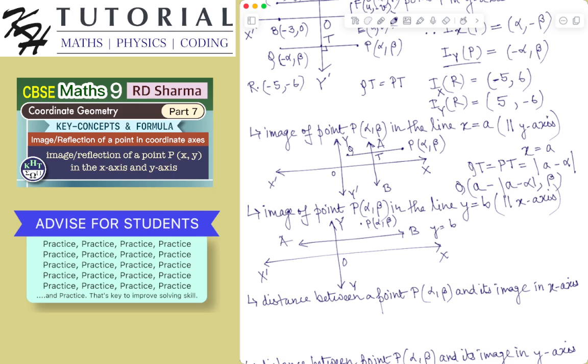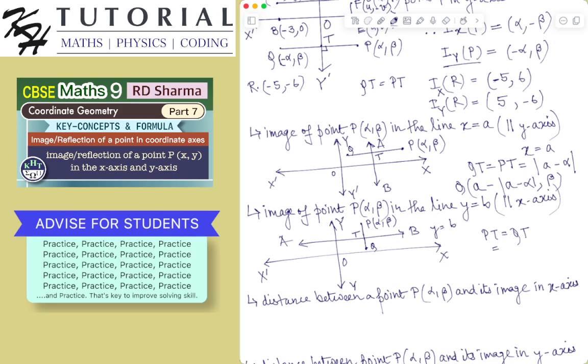So from the point P, I will draw a line perpendicular to the line AB. Let's say it is intersecting at the point T, and I will extend the perpendicular from the point T to the point Q, so that Q is at the same distance from the line AB as the point P is from the line AB. PT should be equal to QT. If Q is the image of the point P in the line AB, then PT should be equal to QT.